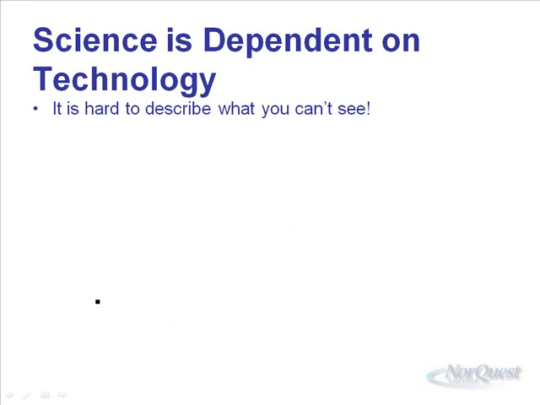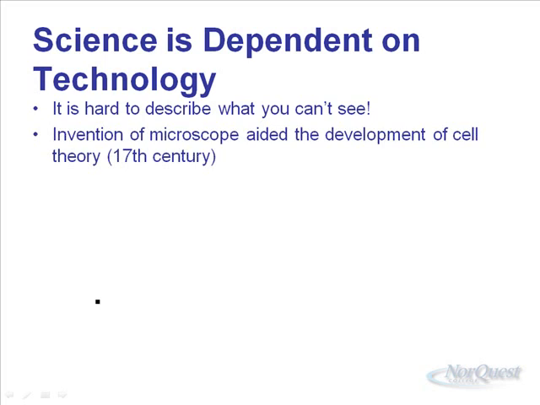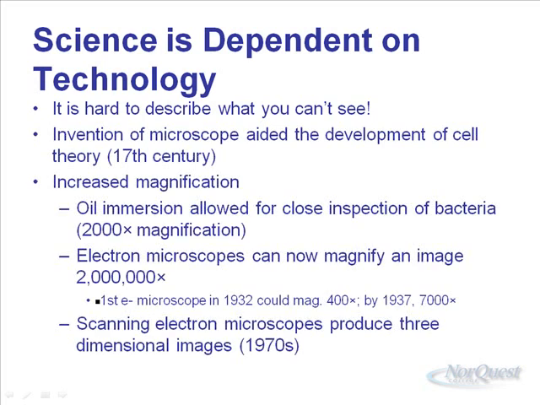Science is also dependent on technology. You can't describe what you can't see, at least not well. So with the invention of the microscope, this aided the development of cell theory. With microscopes, it started with simple microscopes. Eventually people learned that if you put oil on the tip of your microscope lens, it reduces the amount of light diffraction so you can see better.